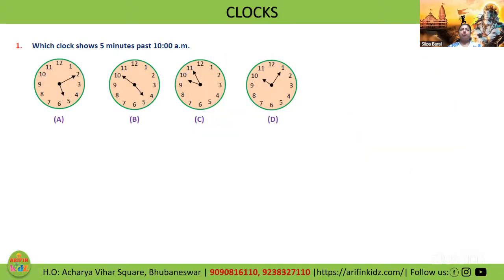Now, all of you see, question time. Do fast. Which clock shows 5 minutes past 10 o'clock? This clock is showing 5:10. This is showing 10:25. This clock is showing 9:55. Option number D is showing 10:05. 5 minutes past 10 means it is 10:05. Option number D. Very good.